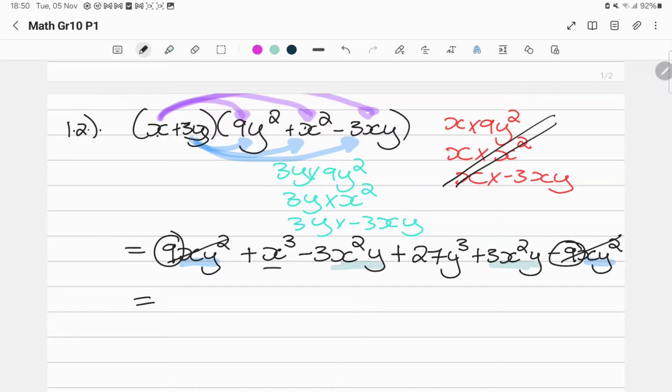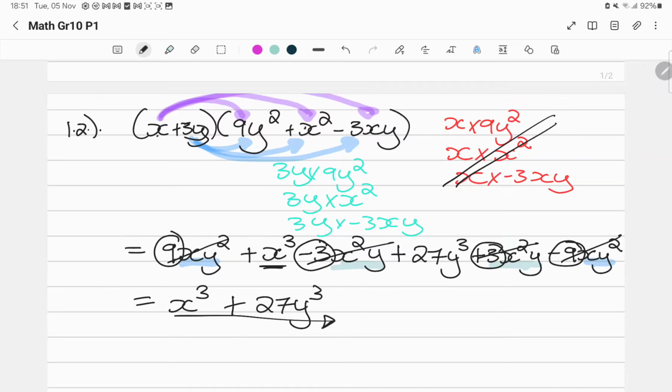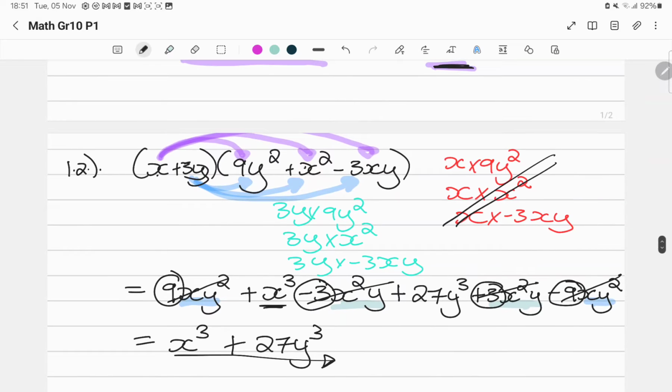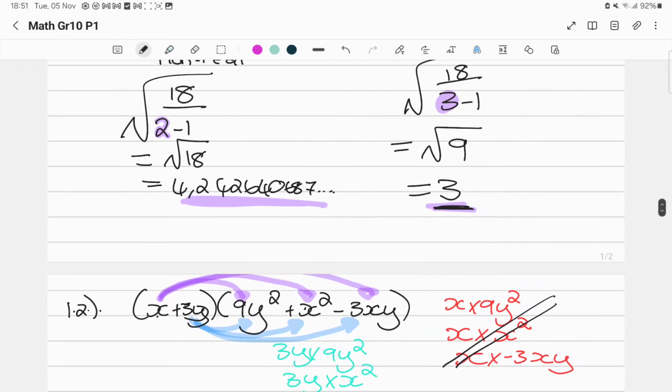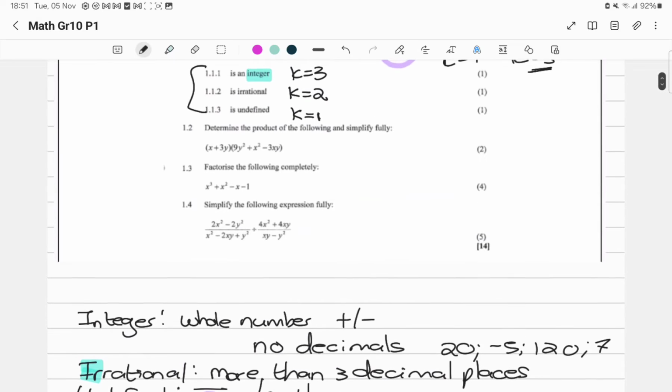Then I'm going to say, okay, x to the power 3 did not have a like term, so I still have x to the power 3. And then I have negative 3 plus 3, which gives me 0, so these two cancel. And then I'm left with 27y to the power of 3. So by now you need to know how to add, subtract and multiply out your brackets.